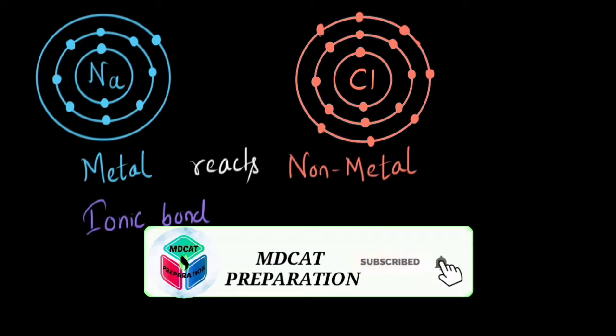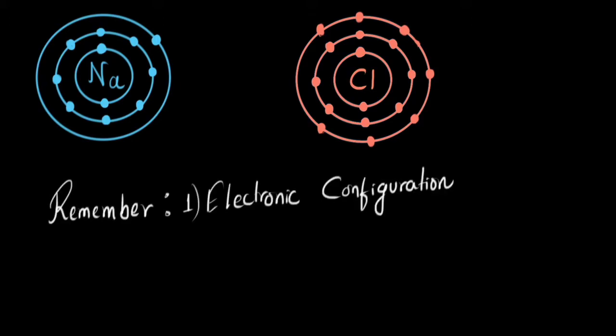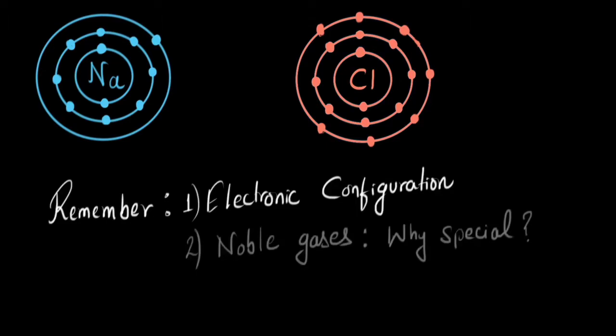Before we start learning about these, we will have to remember a few things. First, how are electrons arranged in an atom? Basically, the electronic configuration of an atom. And second, what's so special about noble gases?